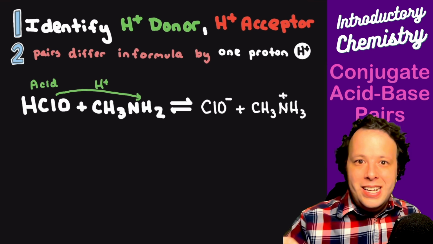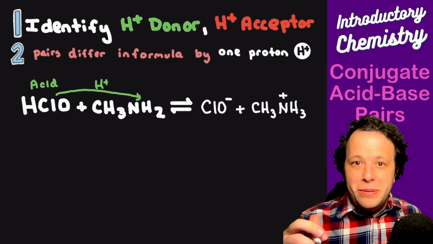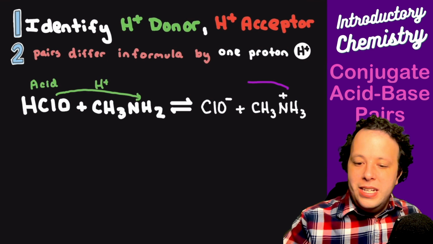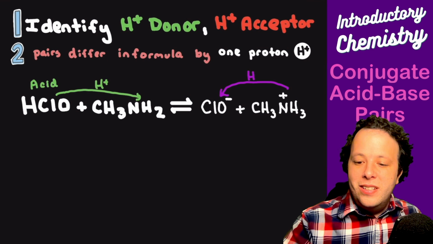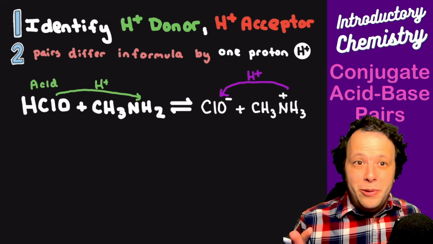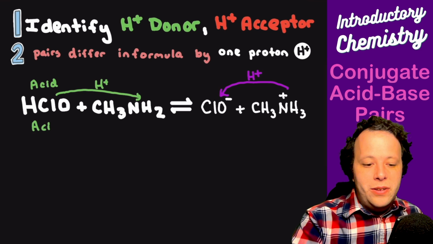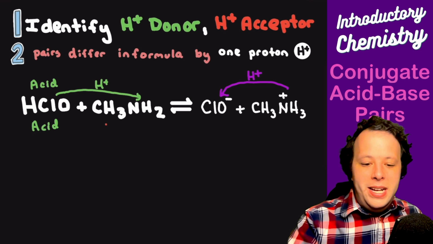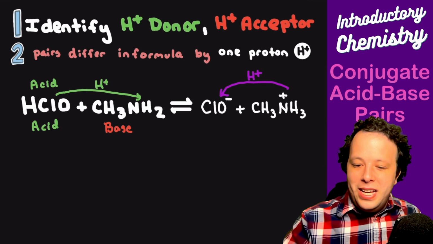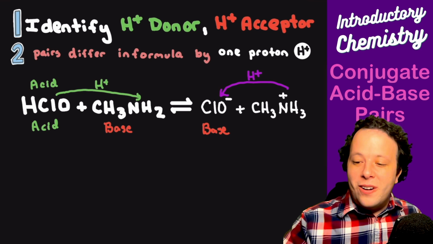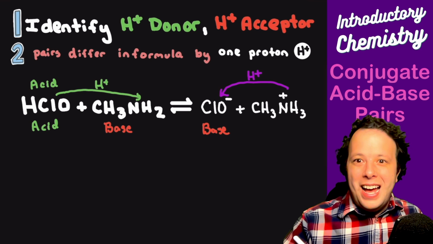So we have our acid-base relationship. That means on the other side, NH3 is going to donate its proton the other way. So we can label everything. We have our acid, which is HClO4. We have our base, which is CH3NH2. And then we have our base and acid as well on the other side, which are our conjugates. So let's add all those labels.